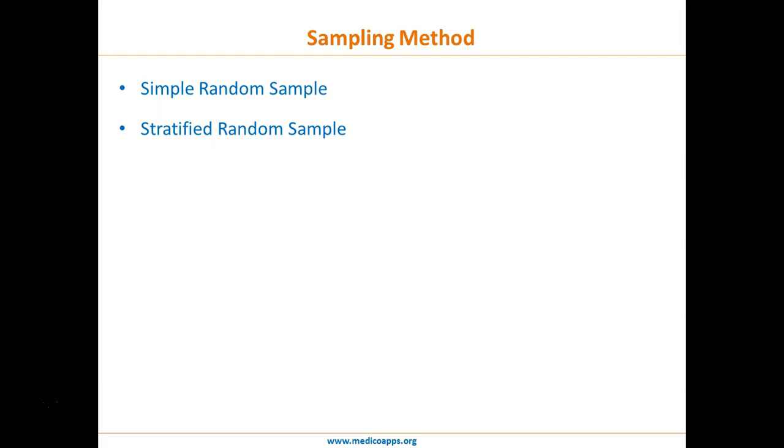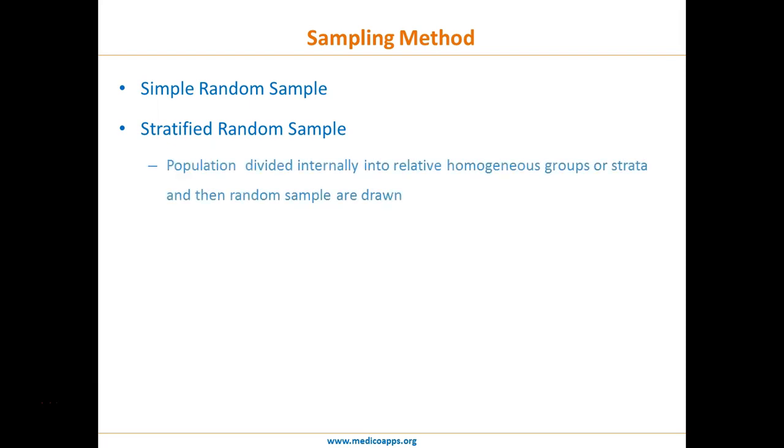Then there is the second method, which is called a stratified random sample. In this, within the population you create homogeneous groups, and from those homogeneous groups you pick up your samples. So the population is divided internally into relatively homogeneous groups or strata, and then random samples are drawn from each group.